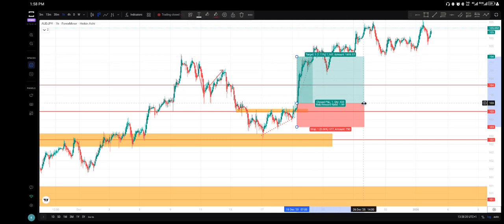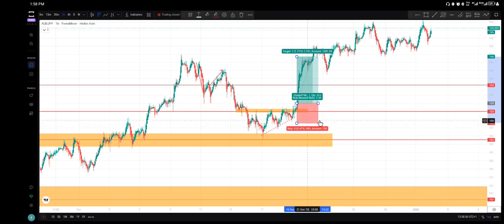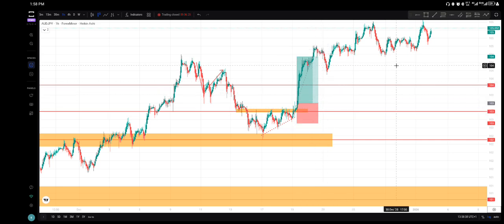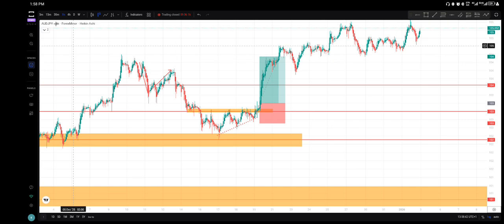Targeting this high, that's around 57 pips risk, targeting 114 pips. That's almost 1 is to 3, almost 1 is to 2 point something, 1 is to 2.8, 2.7, just around this low. So 1 is to 2 point something, 2.5 though. So that was my analysis on AUDJPY.